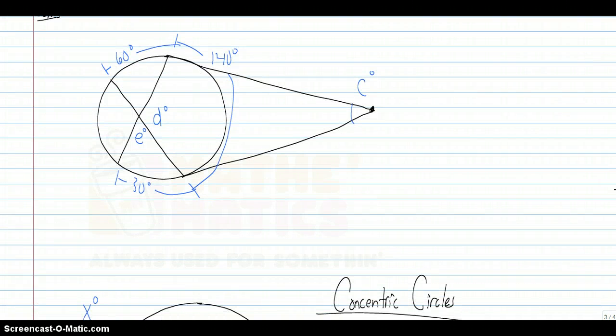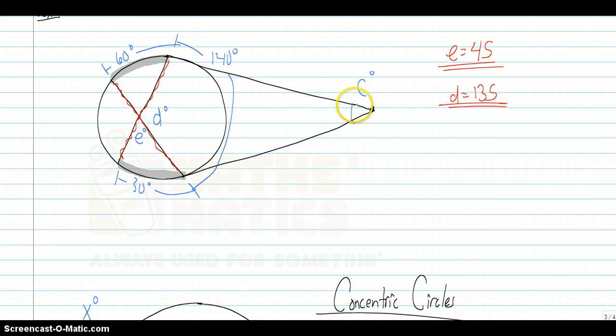This problem has a few additional steps to it. I have this 60-degree arc angle and this 30-degree arc angle, and if I look at this chord as well as this second chord, they do intersect. 60 and 30 averaged together will give us this E. 60 plus 30 is 90. 90 divided by 2 is 45, so E is 45. And if E is 45, subtract that from 180, and I get that D is 135.